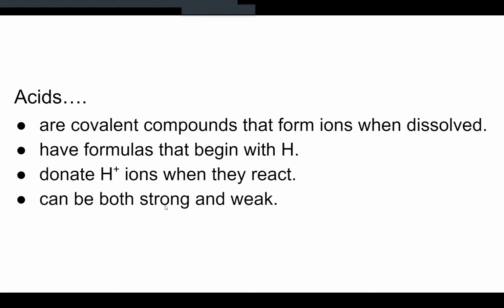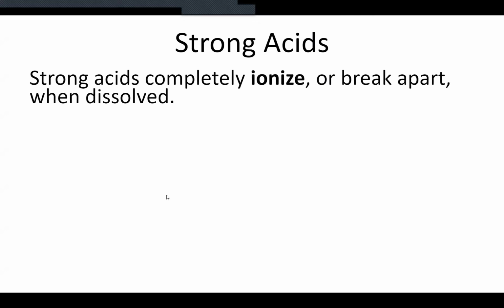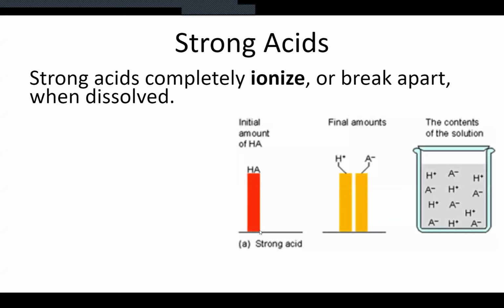And here's the new part. Acids can be both strong and weak, and we're going to talk about the distinction between those two. Strong acids completely break apart or ionize when they dissolve. Take a look at this bar chart. Let's say we've got a general acid, HA, and it's a strong acid. Let's say the full height of this orange bar is 1 mole.